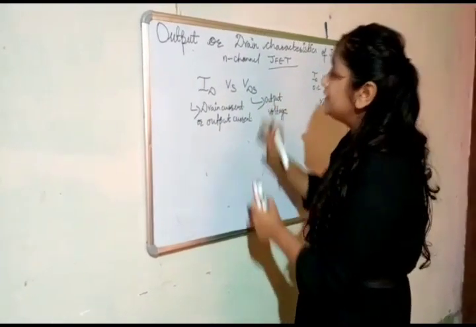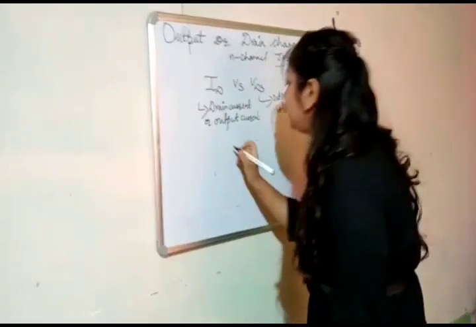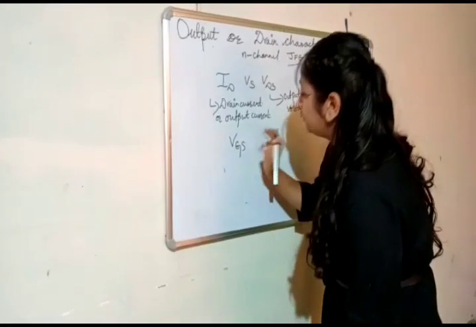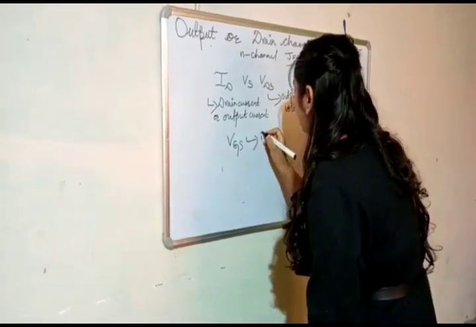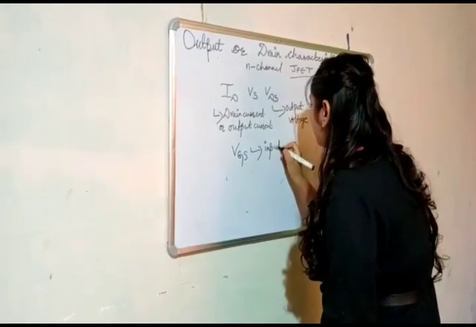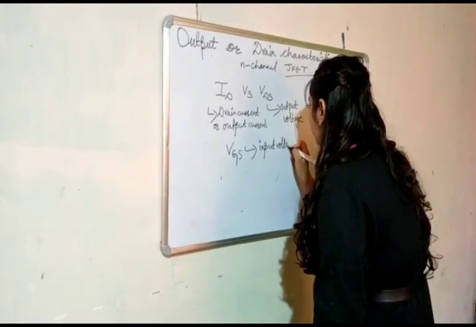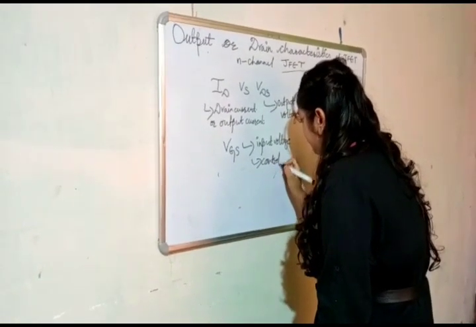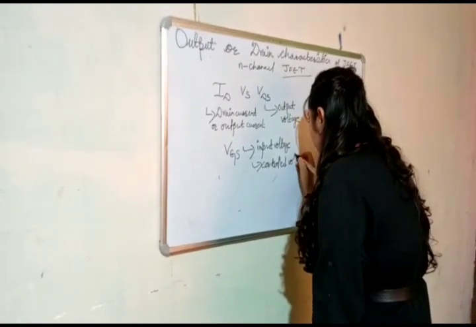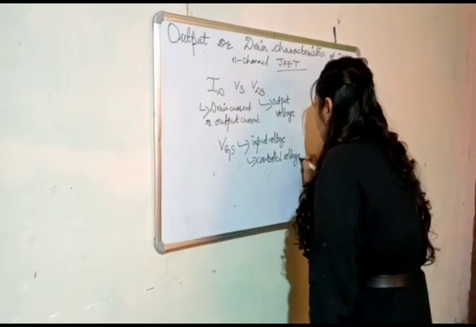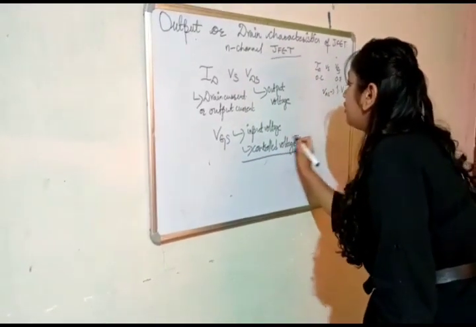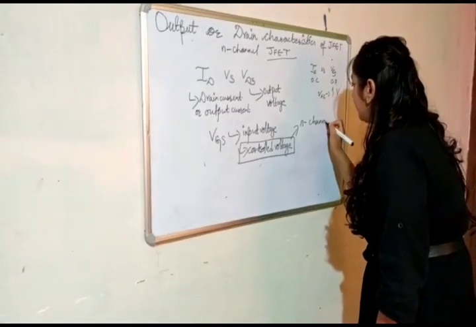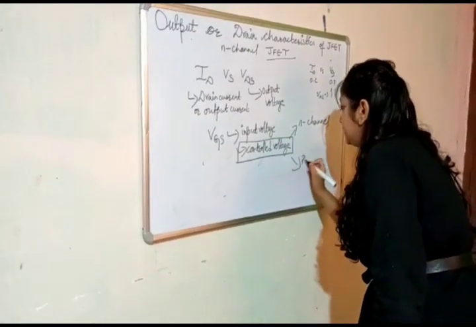Here we need to obtain these characteristics for different levels of VGS, that is gate to source voltage. This is our input voltage or controlled voltage. There are different types of controlled voltage in N channel and P channel JFET.